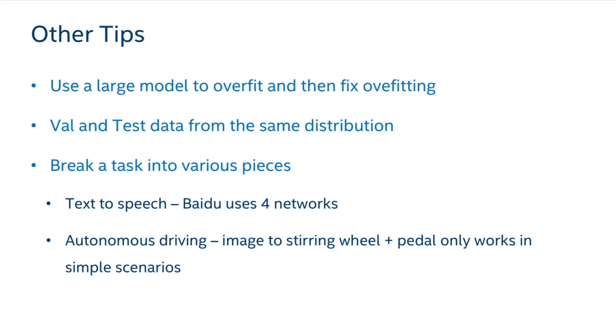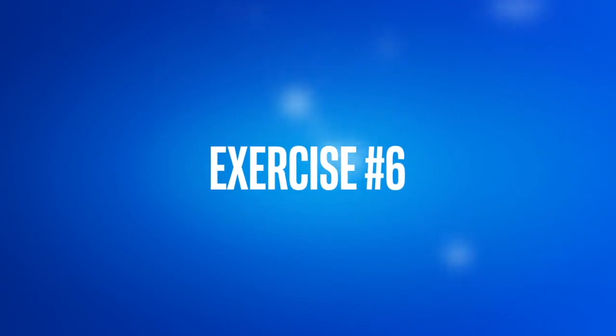Additionally, the validation and test data should be from the same distribution, and it can be easier to break a task into various pieces. For example, Baidu uses 4 different networks to convert text to speech, and autonomous driving models use numerous networks. In this lecture, we have explored methods to prevent overfitting, data augmentation, and other training tips and tricks that may be useful when training deep learning models. During the next lecture, we will discuss multi-node training in order to minimize the time to train.